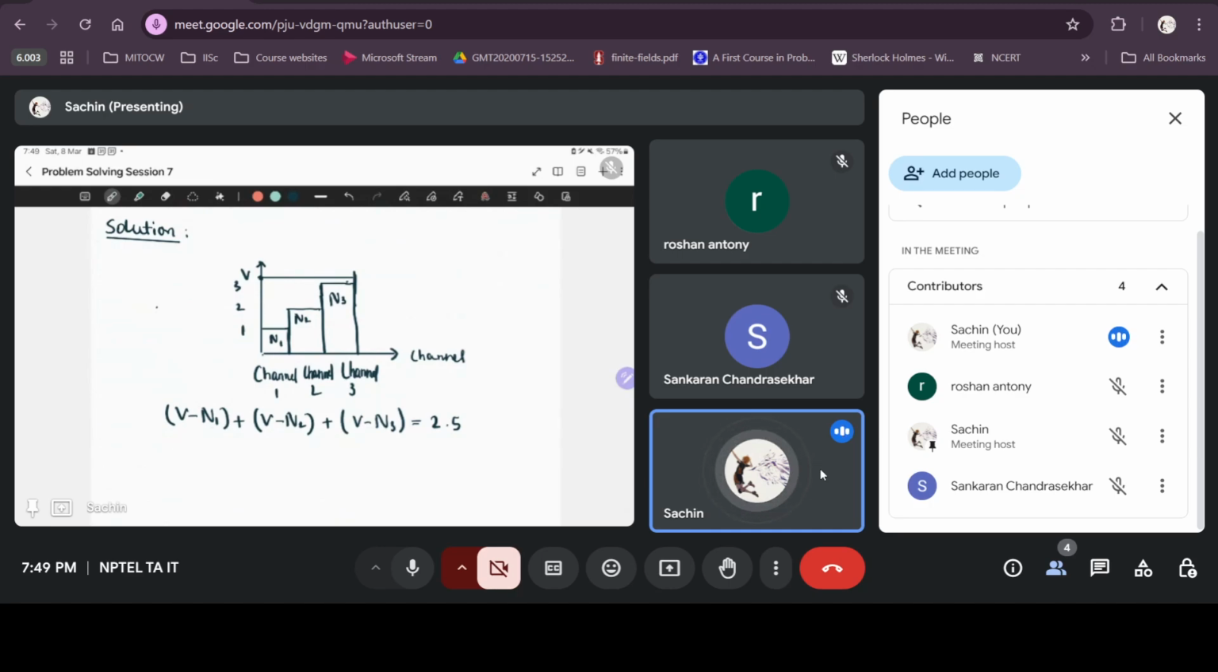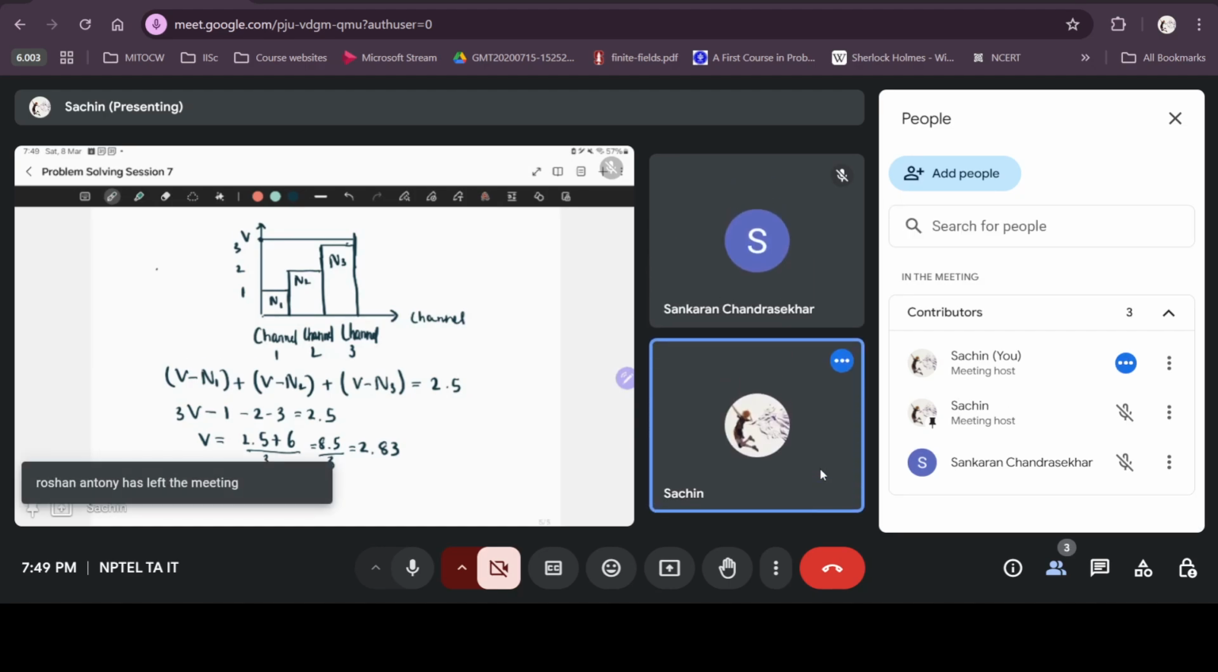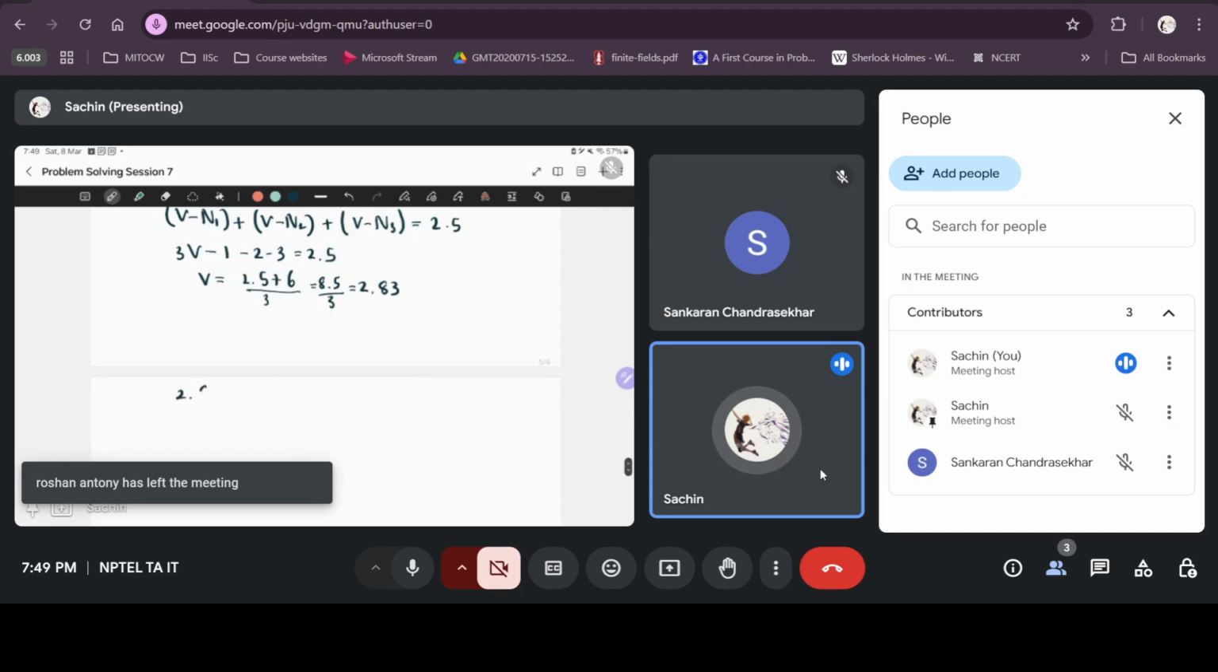So this will imply 3V minus N1, N2, N3, which is 1, 2, 3, equals 2.5. You can solve this, you'll get V is 2.5 plus 6 by 3, 8.5 by 3, which is 2.83. Now, if you do allocation according to this, then 2.83 minus N1 is 1.83.